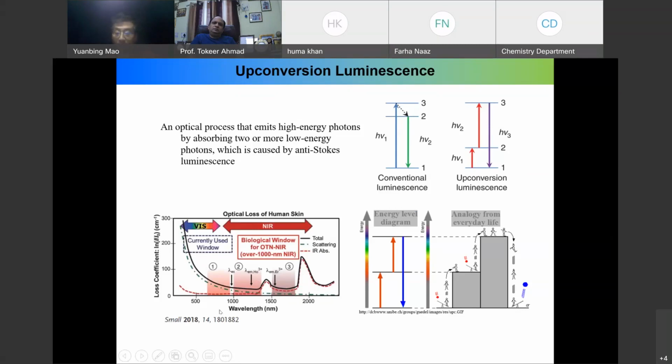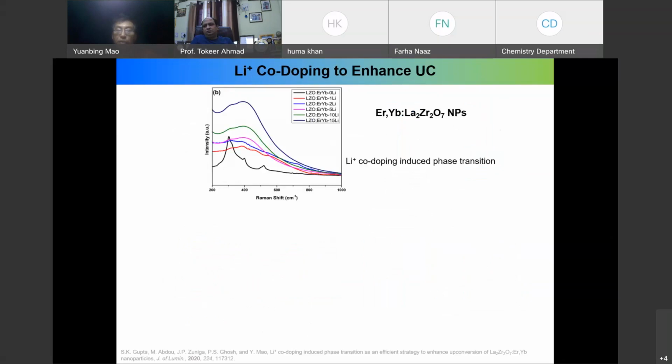we can excite the materials at longer wavelengths, especially in the biological windows, and that will really help to enhance the resolution. And so how do we do that, right? So we tried a couple of strategies. I will show you a couple of examples here now.